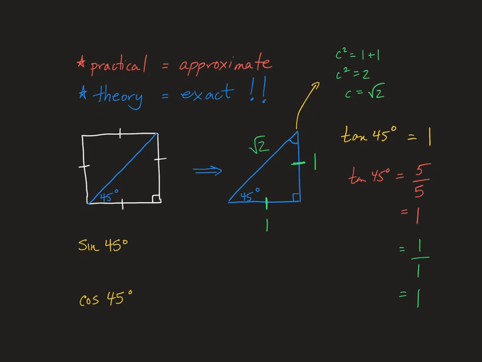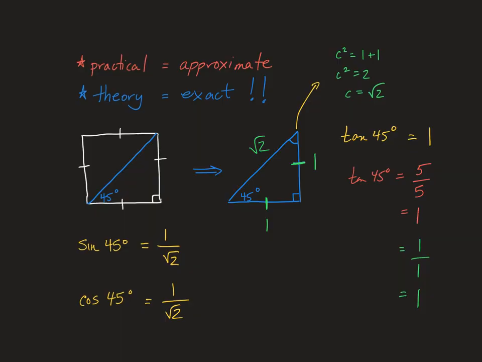And now that we have an exact length for that hypotenuse, you could now state that the sine of 45 is opposite over hypotenuse, and the cos of 45 is adjacent over hypotenuse. And you've now come up with your other 2 trig ratios.